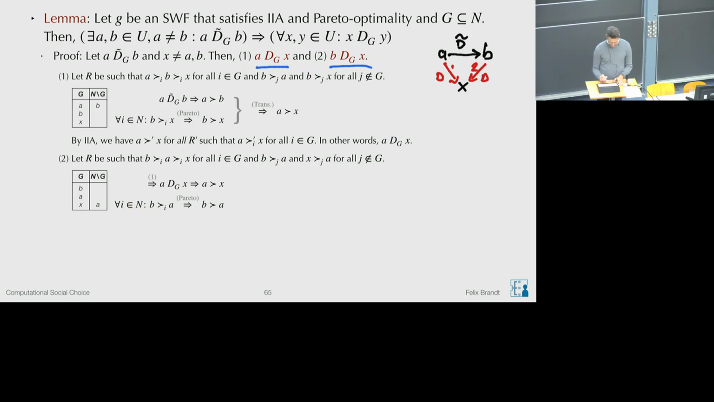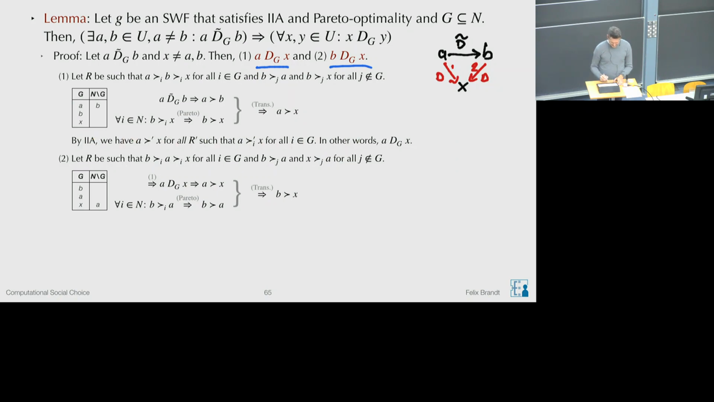So everybody prefers B to A, so collectively B is preferred to A. And now the rest is almost exactly the same as before. So we know that the collective relation is BA and AX. And just like here, we can use transitivity. And that gives us B is preferred to X. Okay, and now we are using the same kind of argument here.